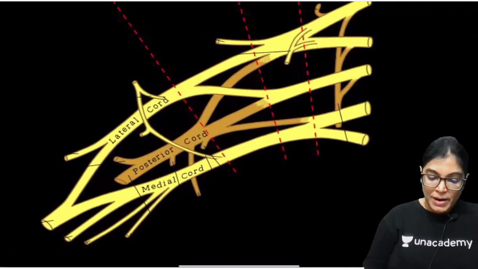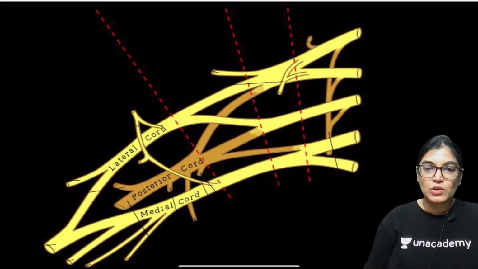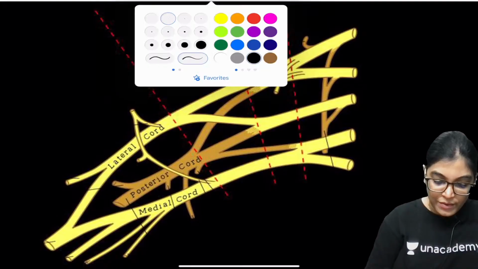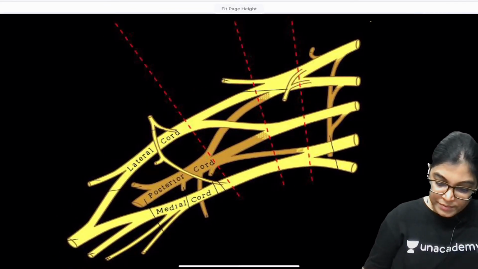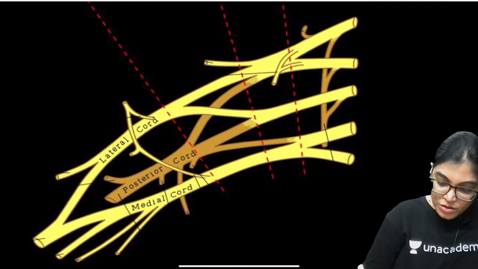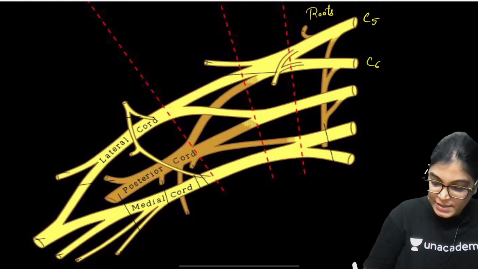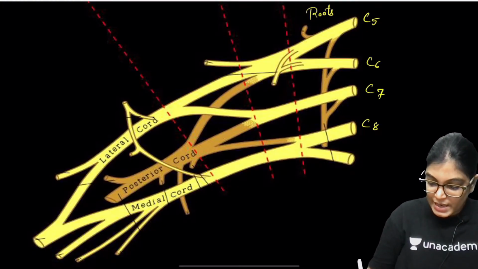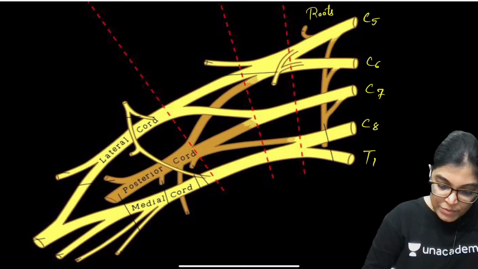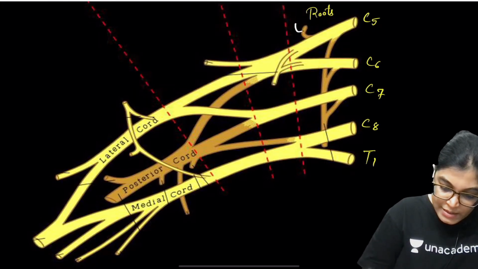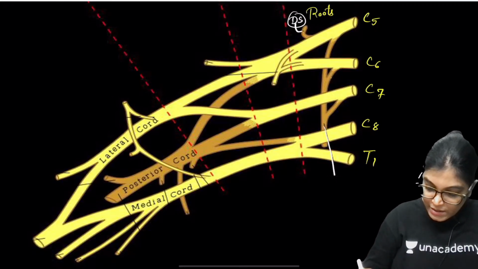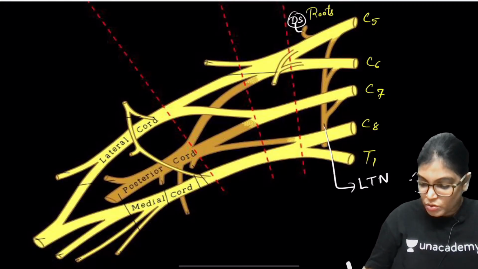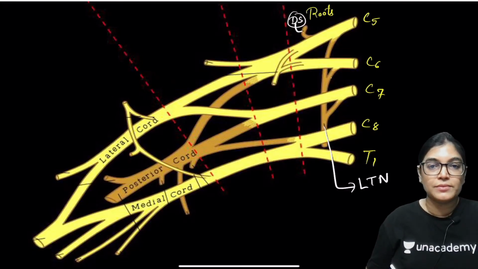So, quickly see the branches because this was asked in the MCQ and a few of you are getting confused. So, it is important that we revise it. So, this part is the roots. This is C5, this is C6, this is C7, this is C8 and T1. Okay. So, from the roots the branches are, this is DS. DS means dorsal scapular, and what is this? This is LTN, long thoracic nerve.